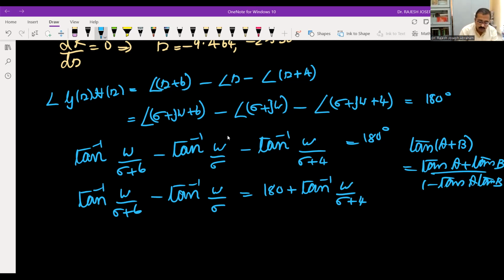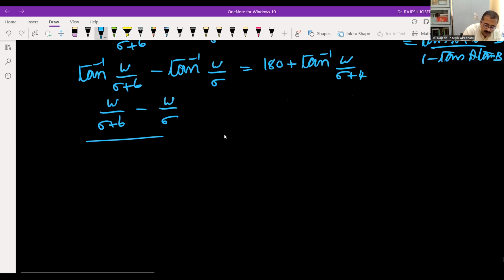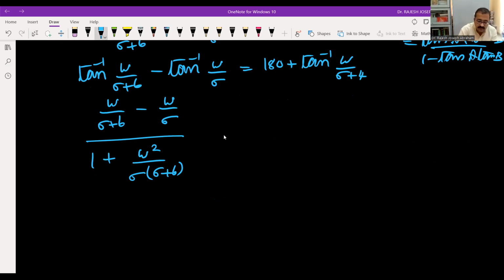Okay, so if you take tangent on both sides, so this is A, this is B. So tan of (A plus B), you will get (omega by sigma plus 6) minus (omega by sigma) whole divided by 1 plus omega square by sigma into (sigma plus 6) on the left hand side. Must be equal to what? Tan 180. That is 0. So 0 plus omega by sigma plus 6 whole divided by 1 minus tan tan, which is 0. Okay. So if you solve this thing further, you will get.